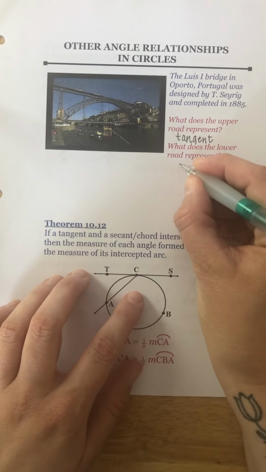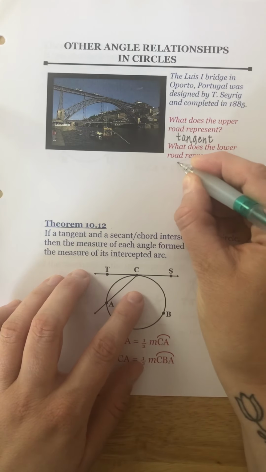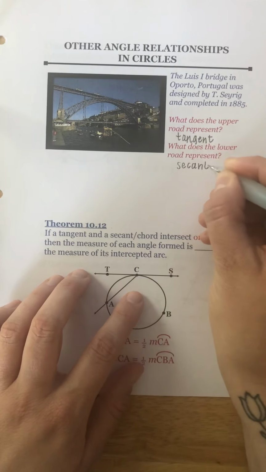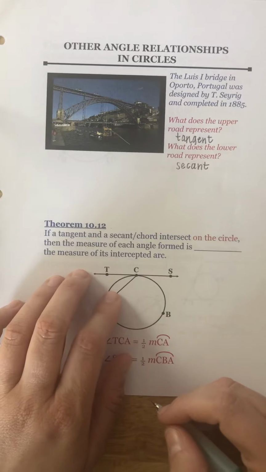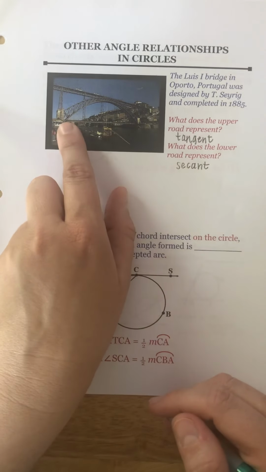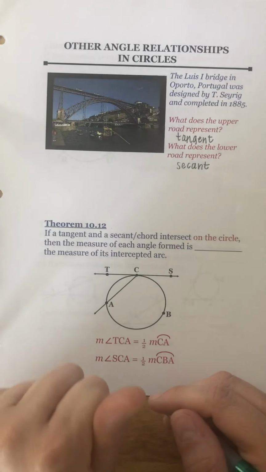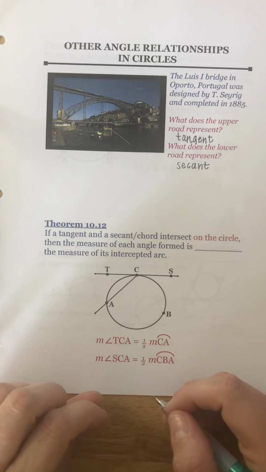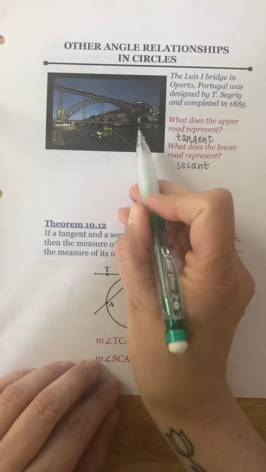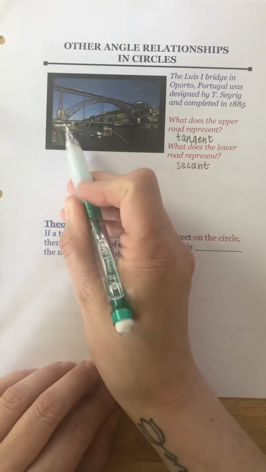And this is another vocabulary word from the beginning of the chapter, but that one is going to be a secant. Now, you might have thought chord, and I can understand that. Remember, a chord is going to go from one side of the circle to the other. But the reason that we're not calling this a chord and we're calling it a secant is because a secant will continue to keep going. It doesn't just go from one edge of the circle to the other.